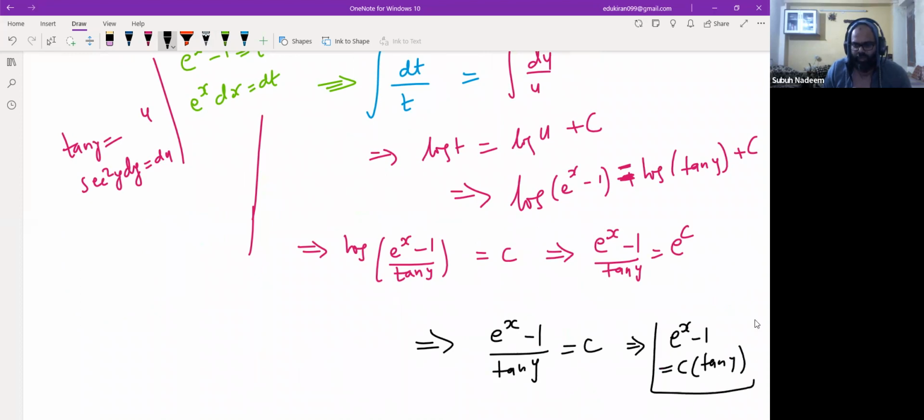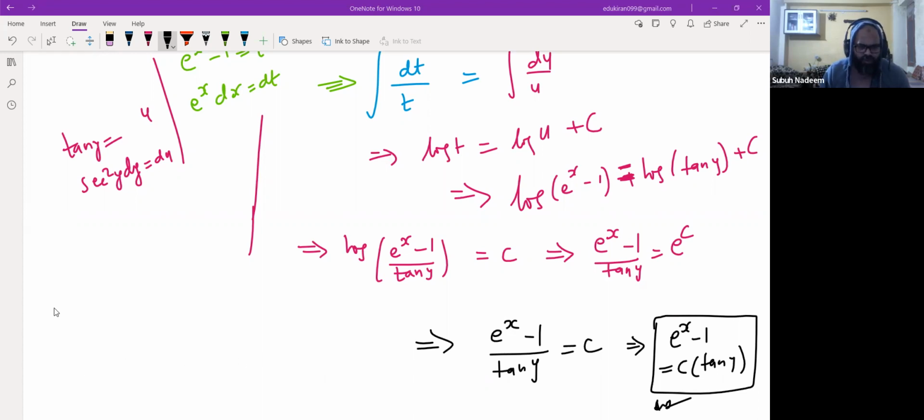You can check from the back. Please confirm from the back. Oh, so it's tan y is equal to c in brackets, 1 minus e raised to x. That is the same thing.